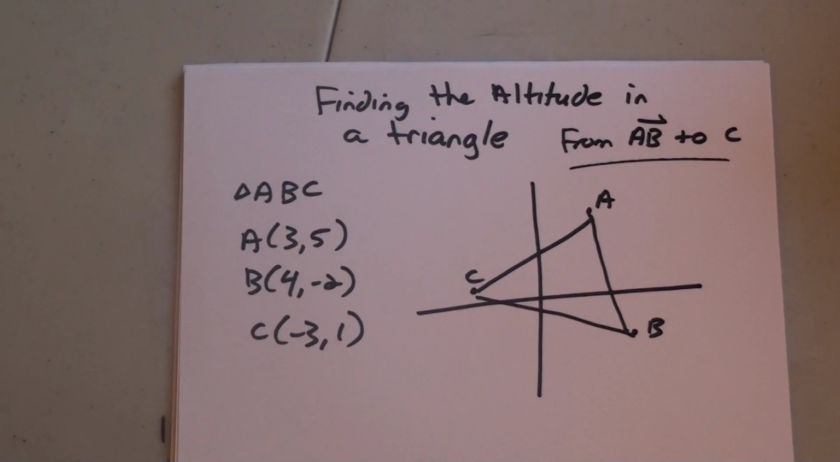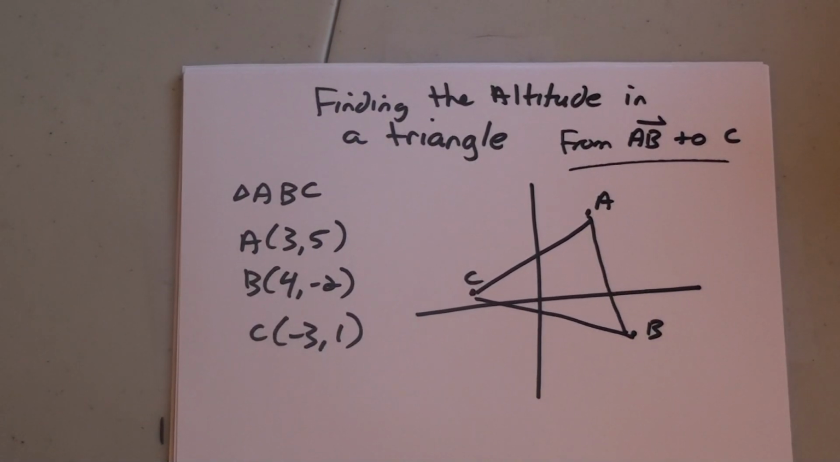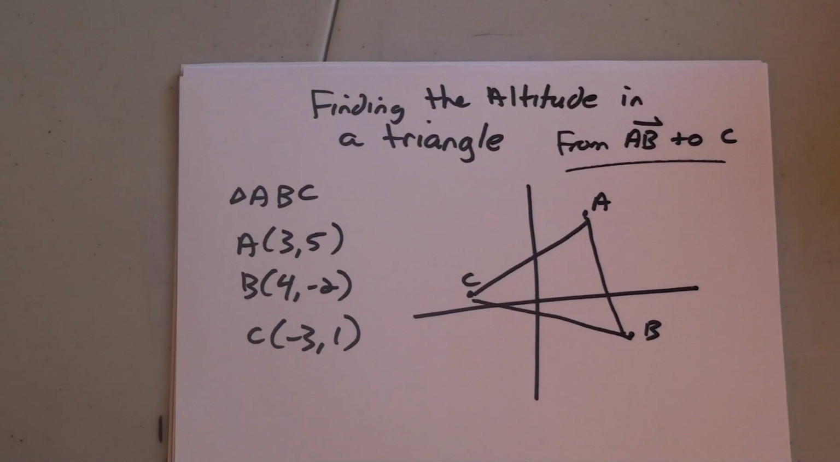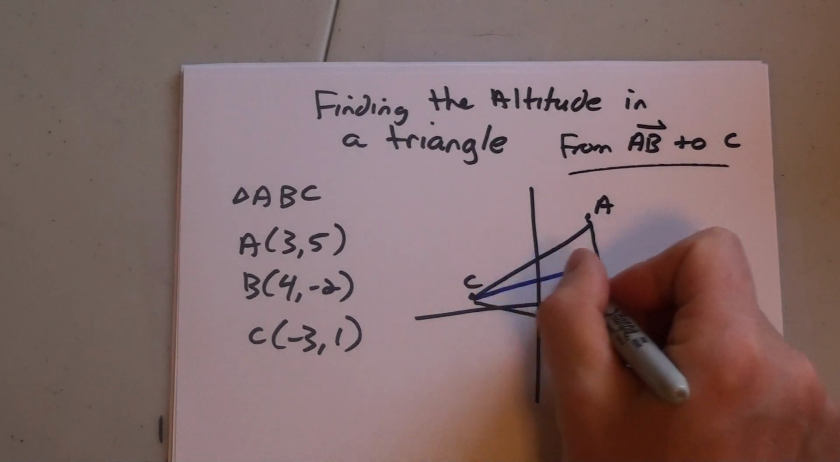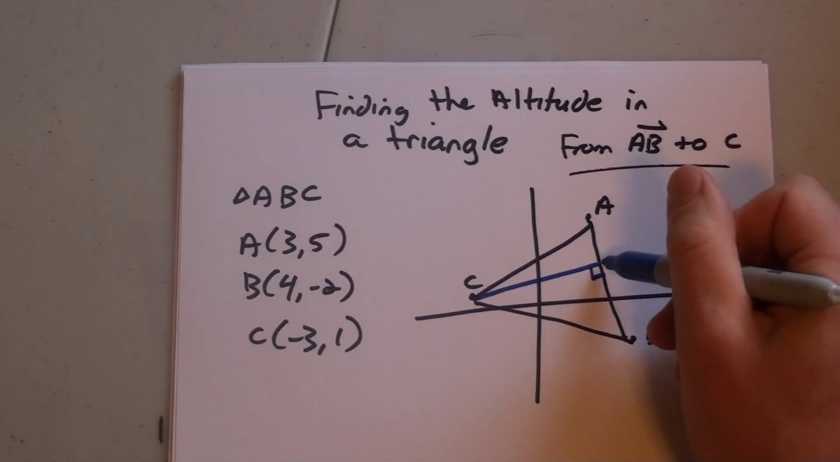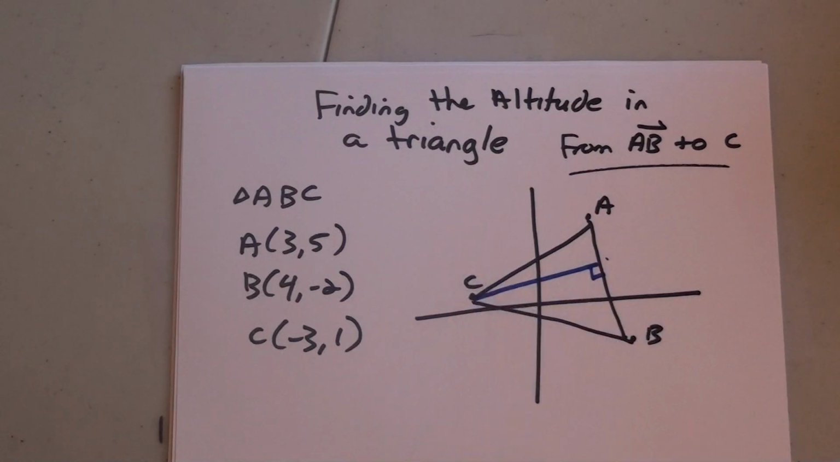This is a lesson on how to find the altitude in the triangle. We're going to go from the line AB to the point C. Altitude goes from point C but meets line AB at 90 degrees. We're not exactly sure where it meets. We do know it meets perpendicular to the line AB and uses the point C.